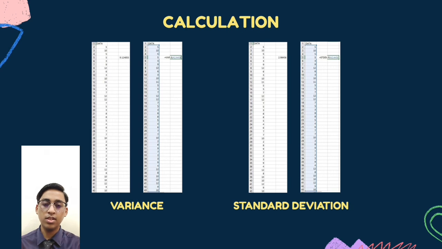Okay, next, for the last calculation, we have standard deviation. I use the formula equal STDEV.S from cell A2 to cell A43, and then I press enter. For standard deviation, the result was 2.98, which means most data points are around 2.98 hours away from the average value. Okay, that's it for the calculation.